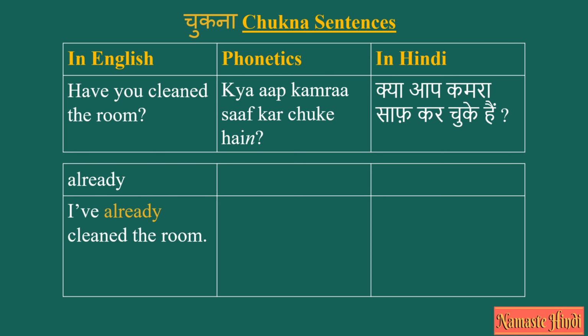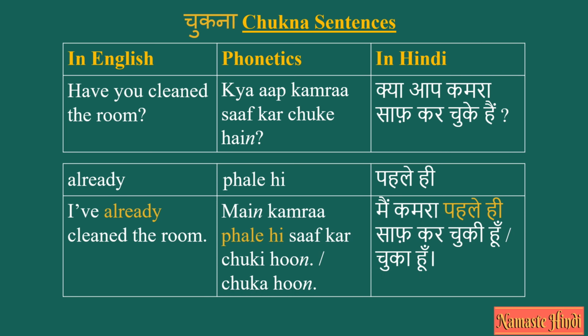Although Chukna has a hidden meaning of already, if you want to put emphasis on it, you can say already, which is पहले ही in Hindi. I've already cleaned the room. In Hindi, for feminine subject, it would be मैं कमरा पहले ही साफ कर चुकी हूँ. For male, मैं कमरा पहले ही साफ कर चुका हूँ. I hope these examples have helped you to know the difference between the two types of perfect tenses.